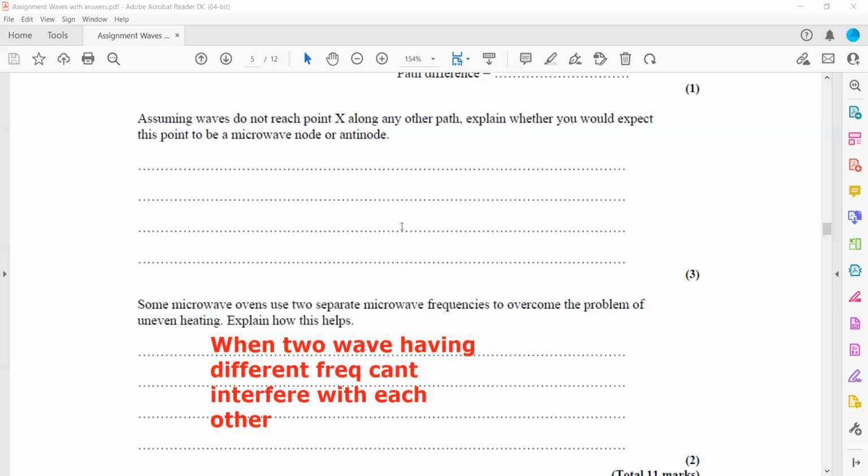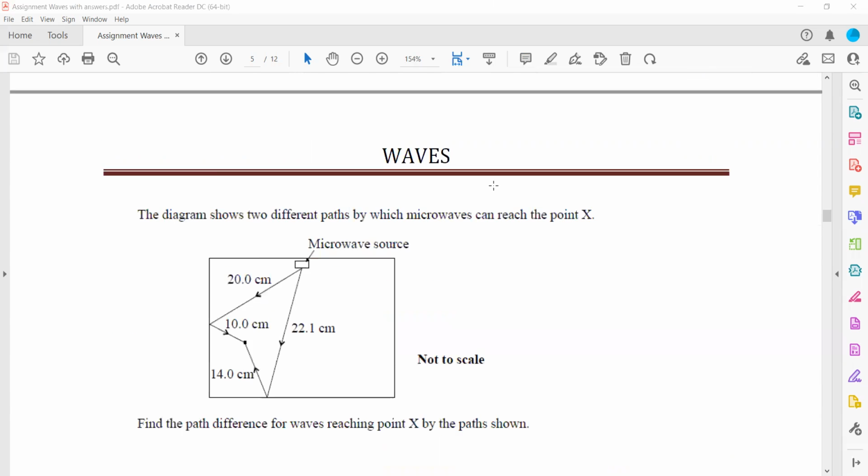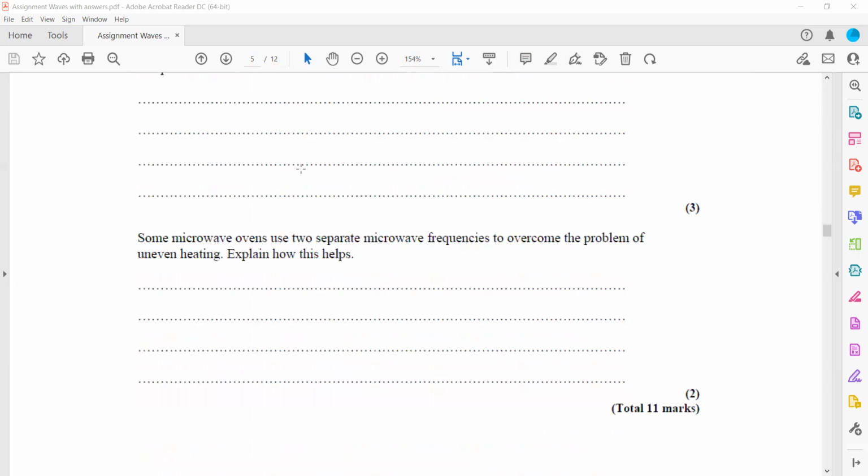If the two waves which are produced here, say one wave is 2 gigahertz and another wave is, for example, 3 gigahertz, even though they are coming to this point, they will not interfere, because for interference the two waves must have a comparable frequency or wavelength. If they don't, they will not interfere. Same thing with sound waves: different frequencies of sound cannot interfere, or different frequencies of the electromagnetic wave cannot interfere with each other.